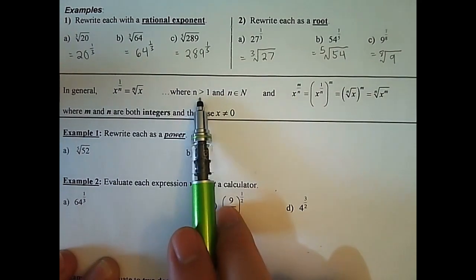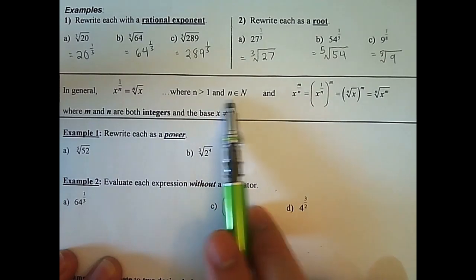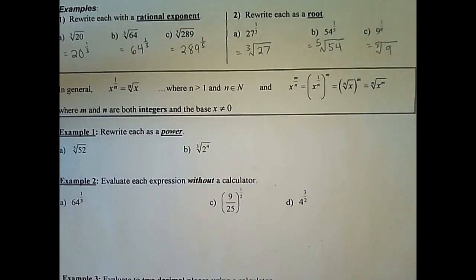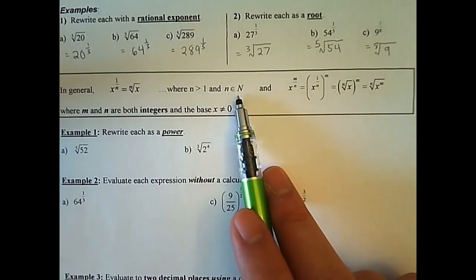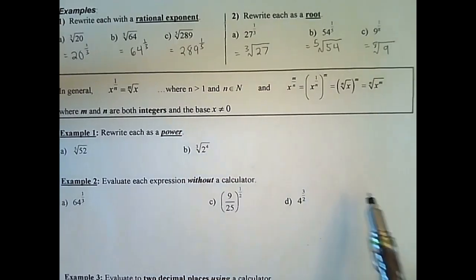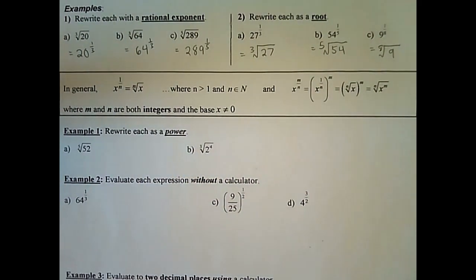So n has to be greater than 1, so we don't have any negatives here, and n is any natural number. For a natural number, you just have to know we just mean a non-negative number. So it has to be a positive number, which also fits that n has to be greater than 1. So our exponent is always going to be a positive fraction. Well, what if it's a negative fraction? Well, that's later on, much later on.